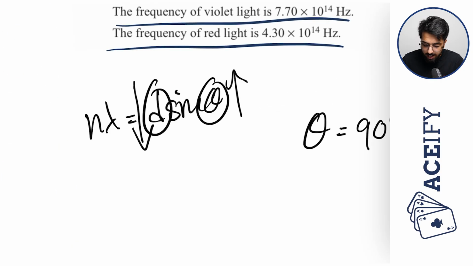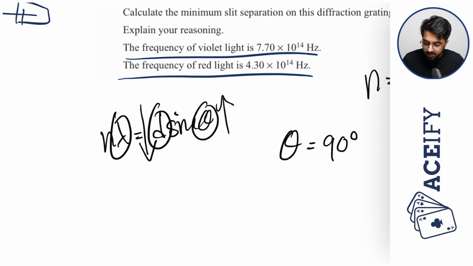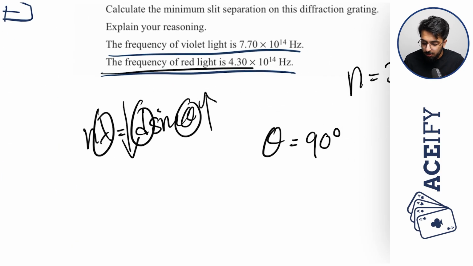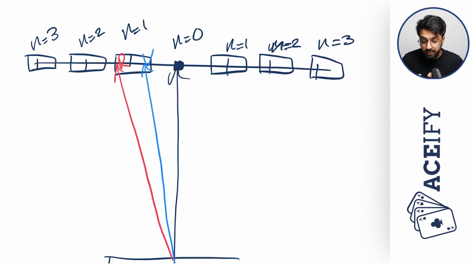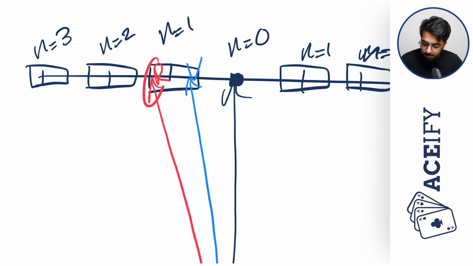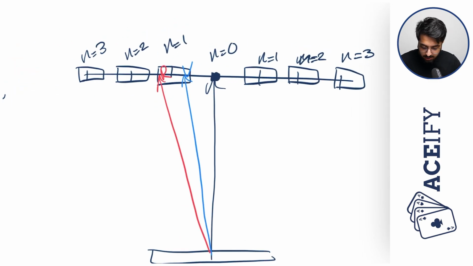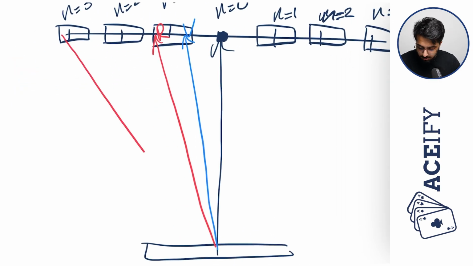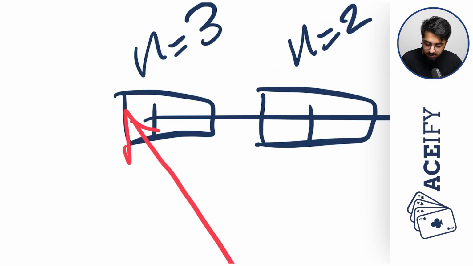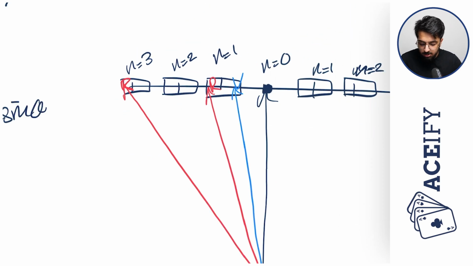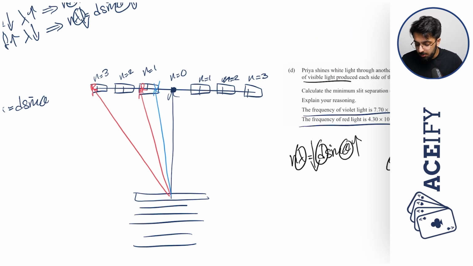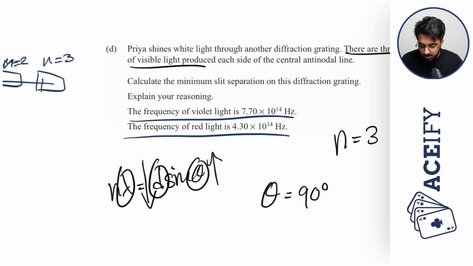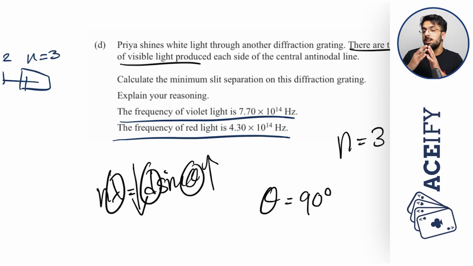As for our wavelength, we'll be using the wavelength of red light. This is why I went through the theory: red light diffracts the most. So at our third order maxima, the red is going to diffract the most and be on the outer edge. To calculate the minimum slit separation, we want to use the light at the edge, which is red light.